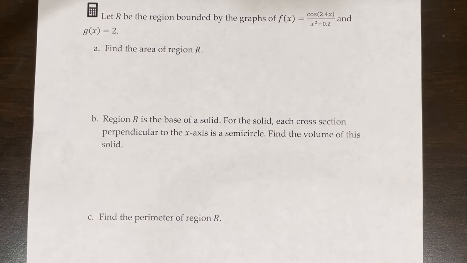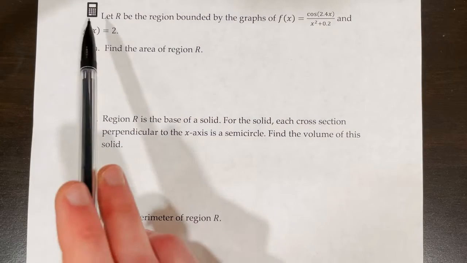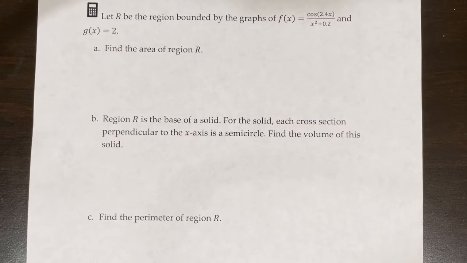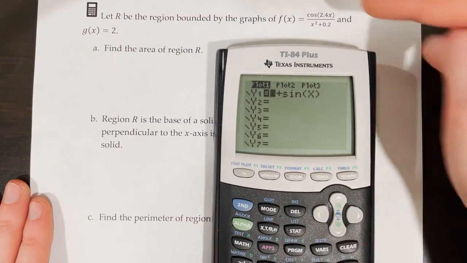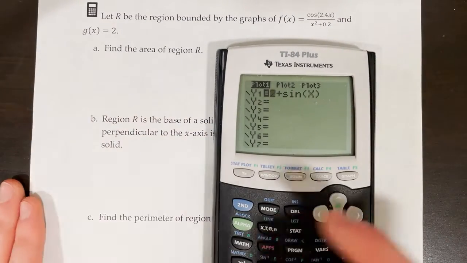Let R be the region bounded by the graphs of f of x equals cosine of 2.4x over x squared plus 0.2, and g of x equals 2. This is going to be a multi-step free response question, and we are allowed to use the graphing calculator on this question. Whenever I have one of these where it's asking me to find area, volume, or perimeter, a good rule of thumb is that you're always going to want to graph out these functions if you can, so that you can see what's happening. So I'm going to graph out f of x in y1, and I'm going to graph out g of x in y2.